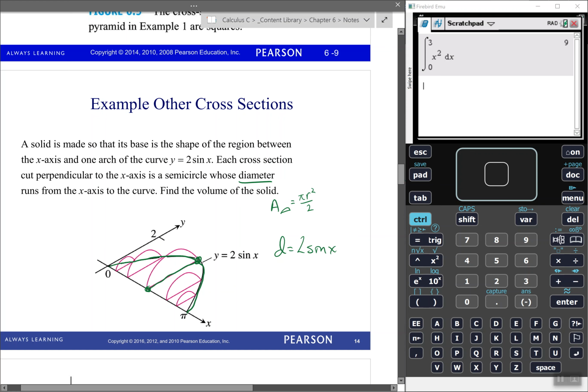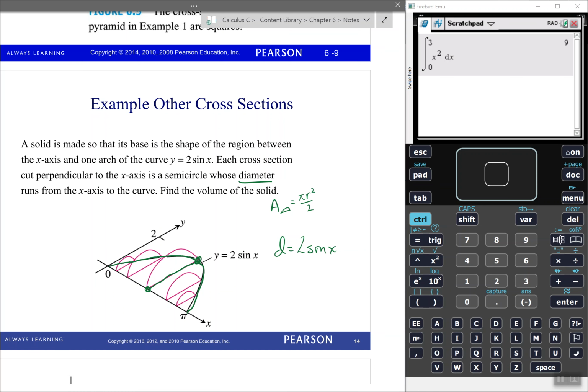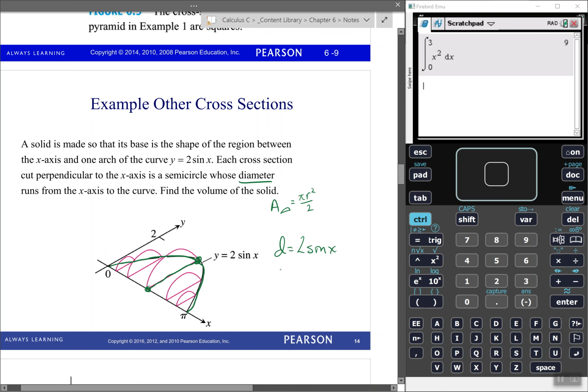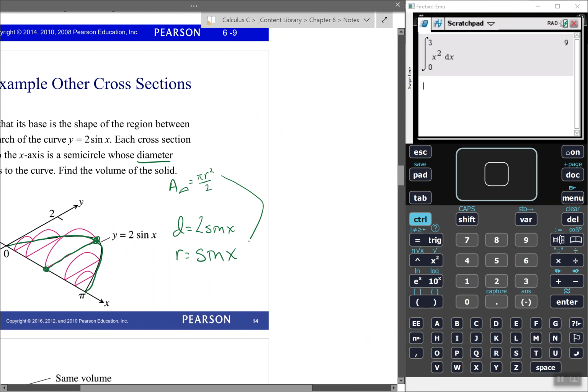So the diameter of these semicircles, which is what they said, runs from the x-axis to the curve, has a length of 2 sine x. So the radius for that would be half of 2 sine x, so just 1 sine x. All right, now we have all the pieces we need, those two pieces, to set up the integral. So if you want to take a shot at that, go ahead, pause the video, and try to set it up.